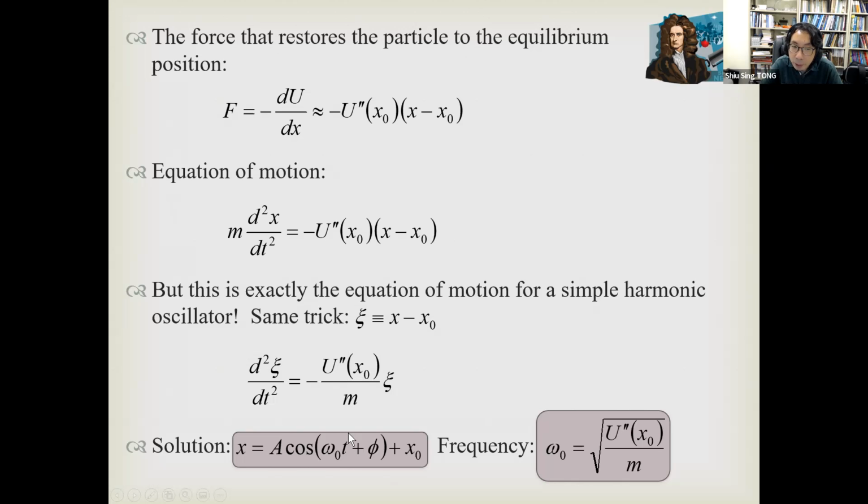Okay, so immediately I can write down the solution. The solution in terms of c is just a cosine of omega naught t plus phi. If you like, you can make everything in terms of x. That just amounts to adding a constant x naught. And the frequency for the vibration, omega naught, is simply the square root of this constant. So it's equal to the square root of u double prime at x naught divided by m. Okay, so that resolves the whole problem.